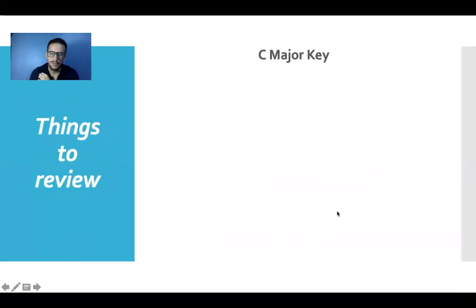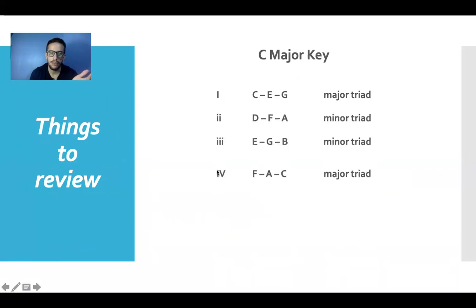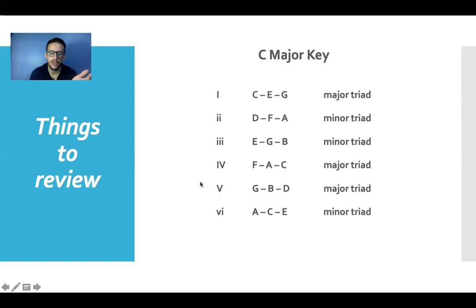Other things to review. You know this from the first video we saw this year, the triad of the major scale. Okay? The triad that we form on each note of the major scale. So on the first, the chord will be a major triad, C, E, G, C major. Second is going to be D, F, A, minor triad. Third is going to be another minor triad, E, G, B. The fourth is major, fifth is major, sixth is minor, and seventh is diminished. There are no augmented triads in the major scale.